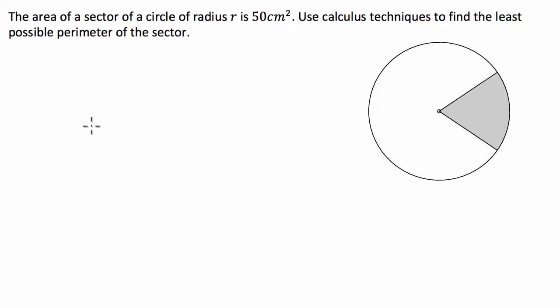G'day guys, we've got an applications of calculus question for you today. The question tells us that we have an area of a sector of a circle of radius r that is 50 centimeters squared. We're asked to use calculus techniques to find the least possible perimeter of the sector.